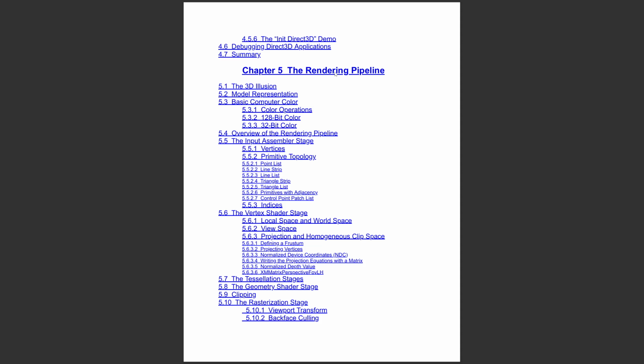So we have the overview of the rendering pipeline. We'll be talking about the input assembler stage, where we'll be talking about vertices, and then primitive topology. Topology is sort of, I'll leave that description to the book. I'm not too confident in my answer to that. But topology is basically how the data is organized in an efficient or convenient manner.